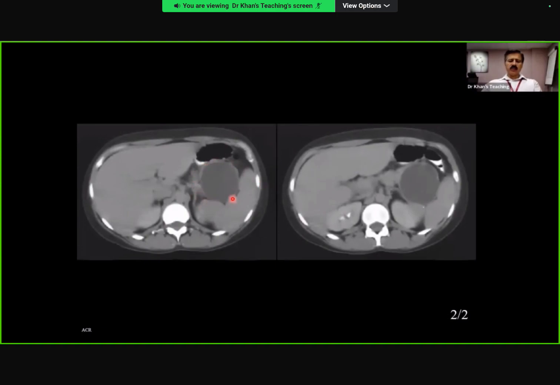If you see, this was the pseudocyst, and you can see that this is what we call the lesser sac. The stomach is here. It is displacing it anteriorly. Well done. Now, candidate 4, can you raise your hand? You are with us? Yes, sir.